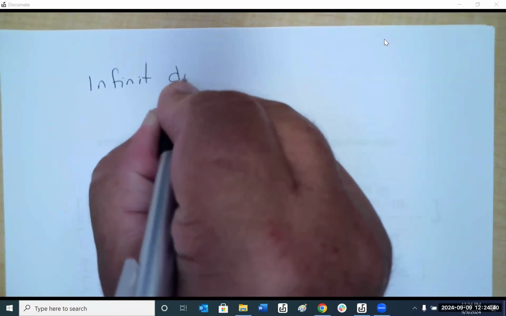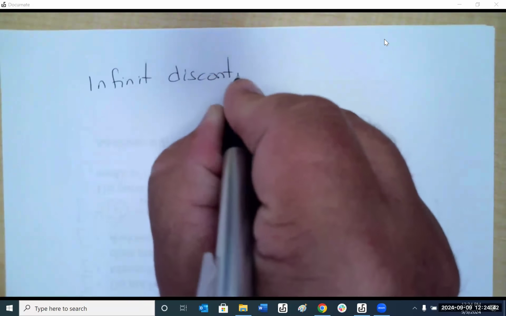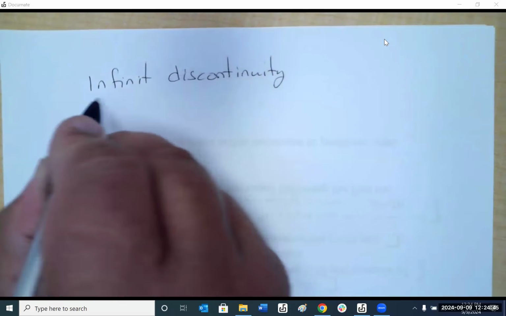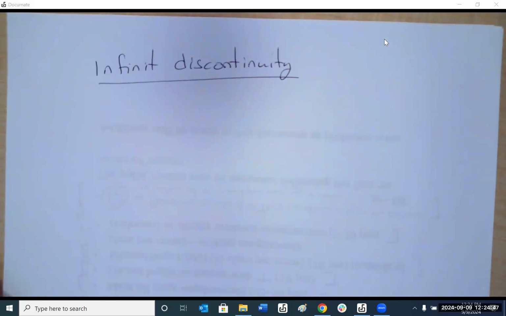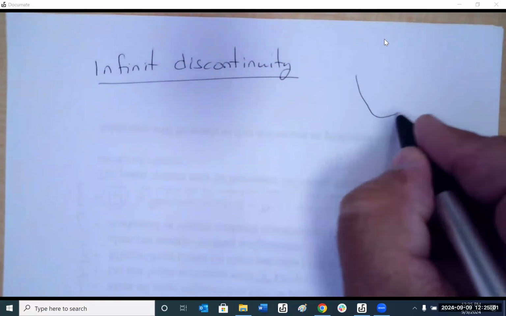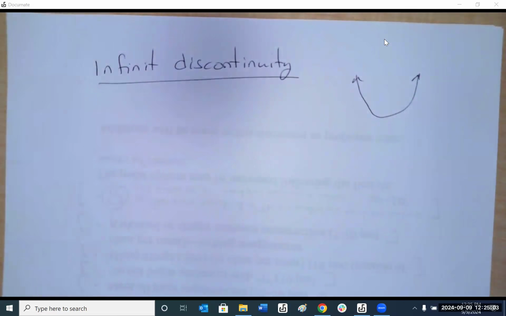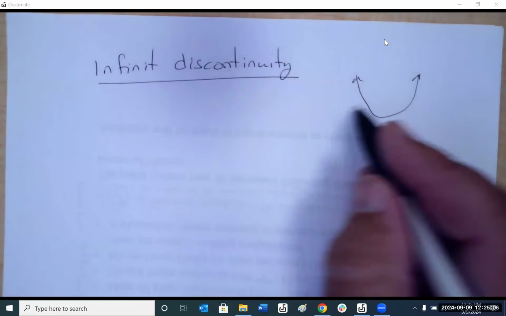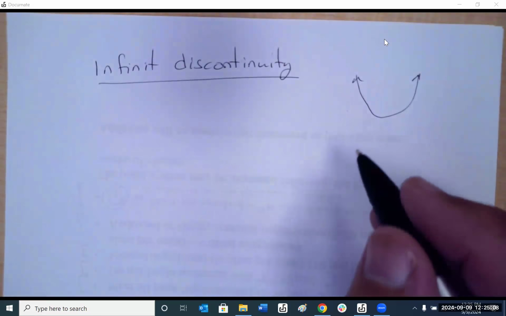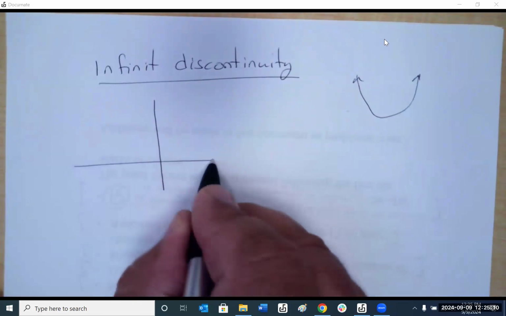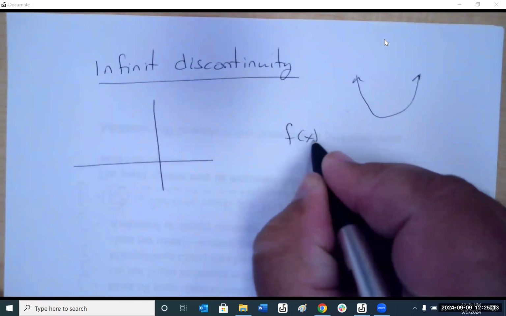Infinite discontinuity. What do you think that means? An asymptote, exactly. Because for a parabola, the limit exists everywhere. Any x you give me, I can have a y value. But the problem, let's say we had this function.